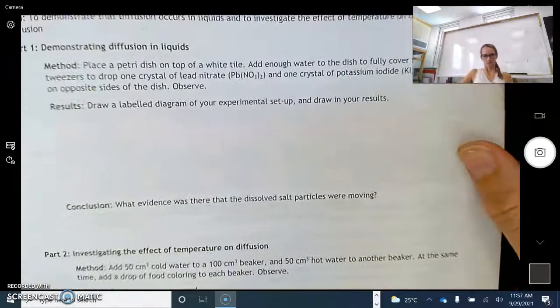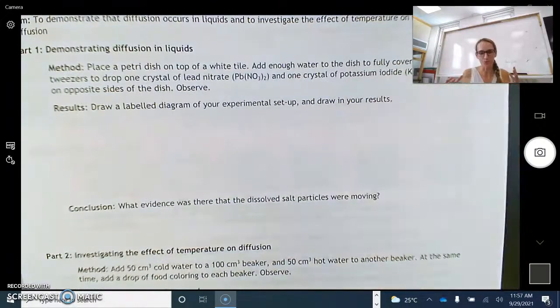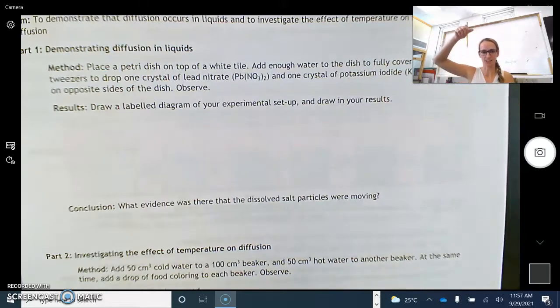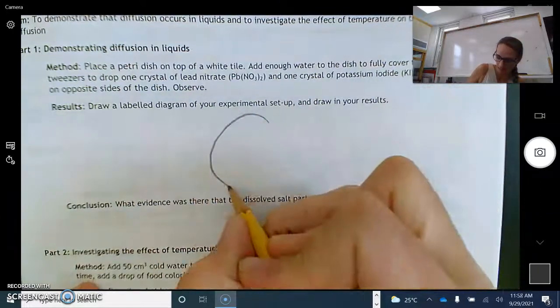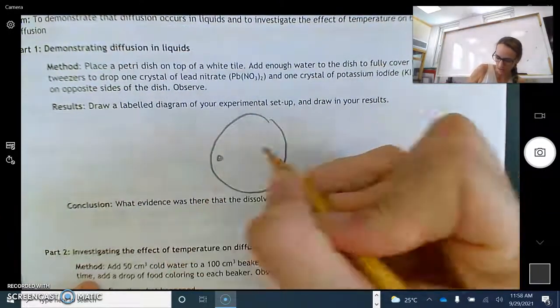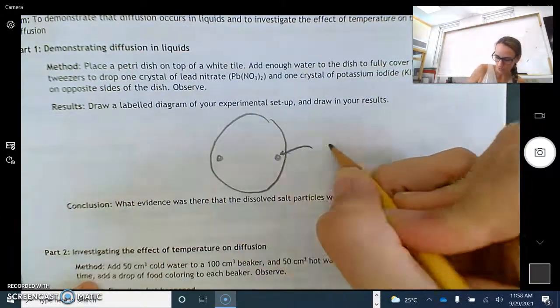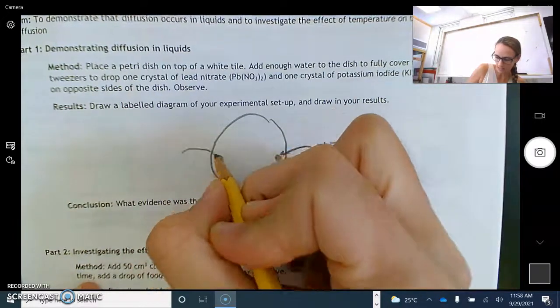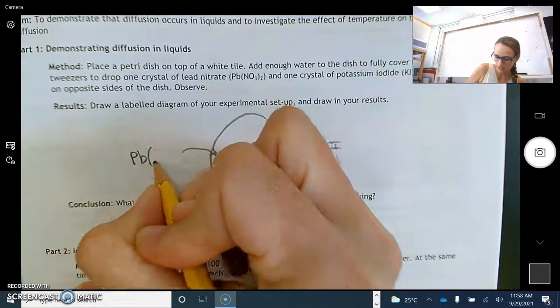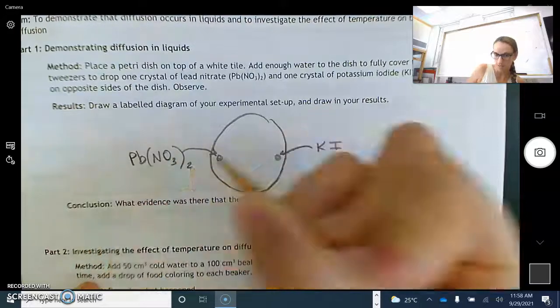Page 9. Diffusion in liquids. Oh, I love this lab. I'm so sad you didn't get to do this in person. So you take the Petri dish. Hopefully you saw. I think they had pretty good video quality there. He added solid lead nitrate and solid potassium iodide on either side of a Petri dish. So that would be the potassium iodide, and that would be the lead nitrate. And they were solid.